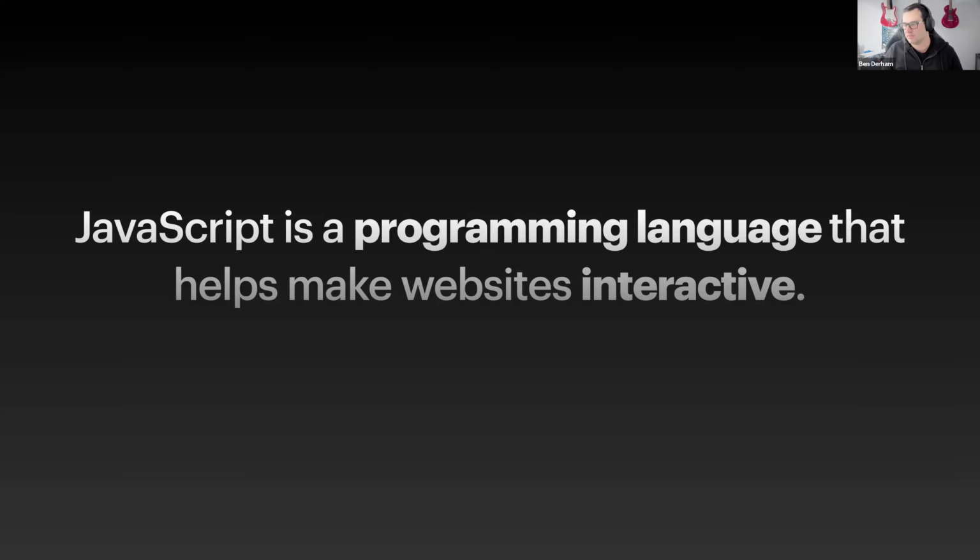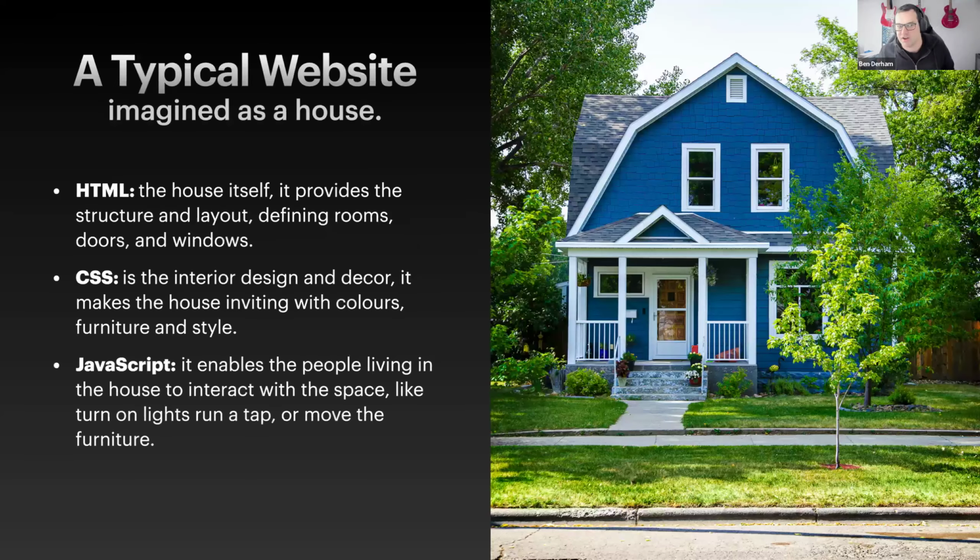So what does that mean? If we imagine a website as a house, we've got our HTML, which would be the house itself, the structure, the layout, the rooms, the doors, the windows, everything that makes the structure of a house. Our CSS would be how we decorate that house. It's the interior design, it's the paint on the outside, it's everything that makes the house what it is.